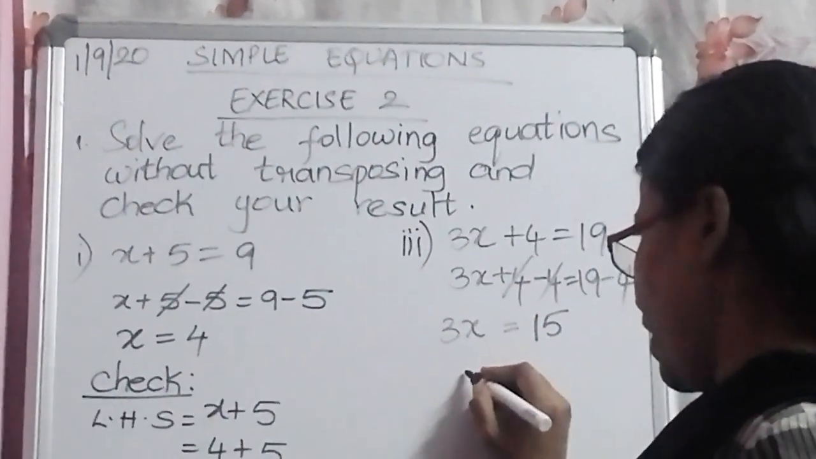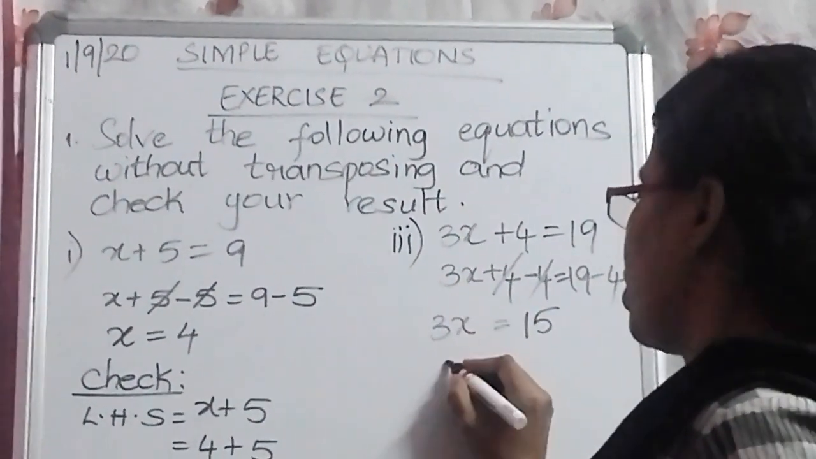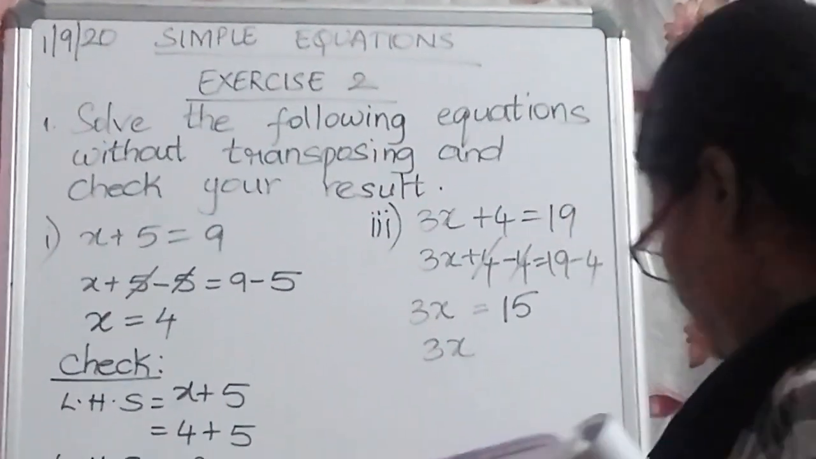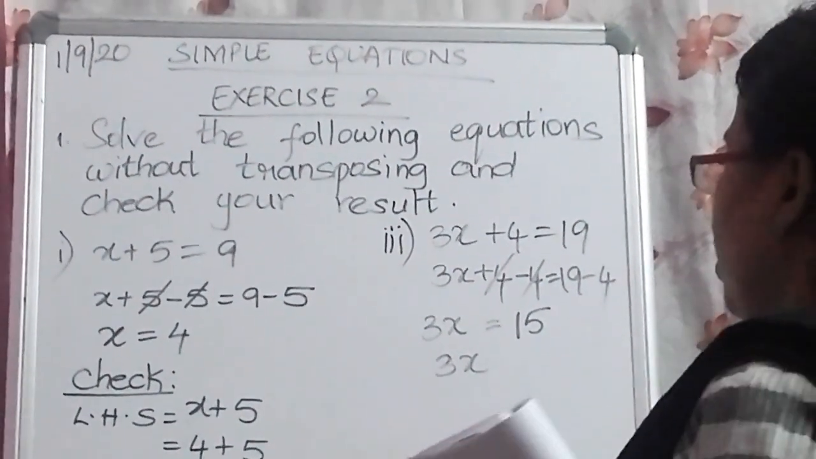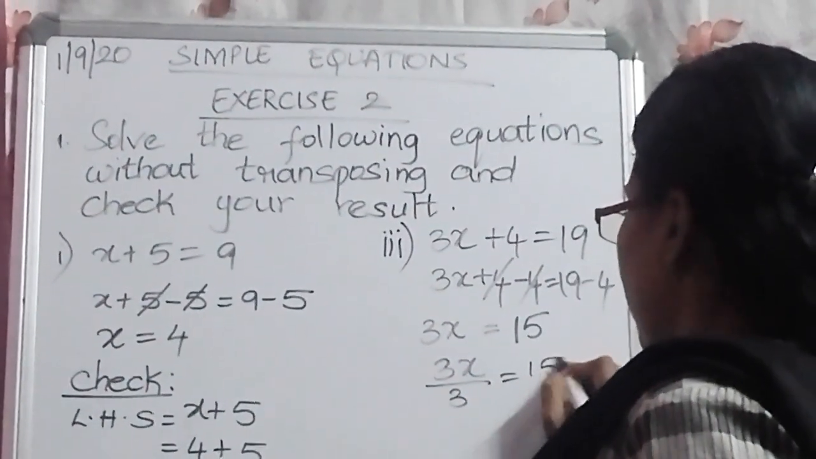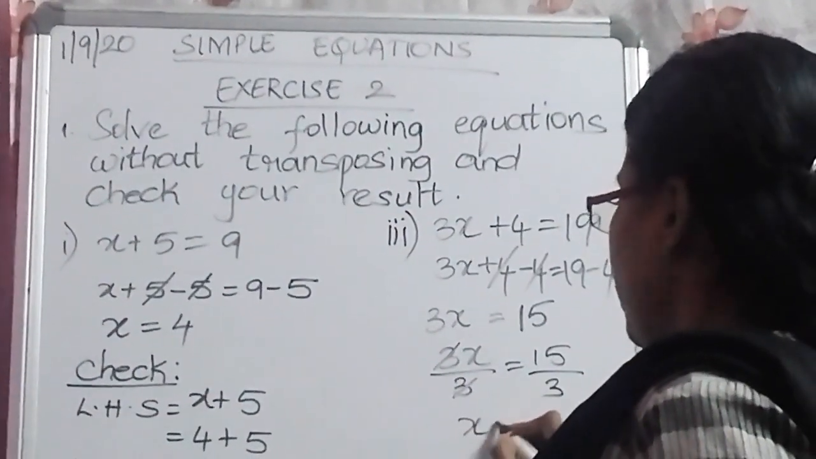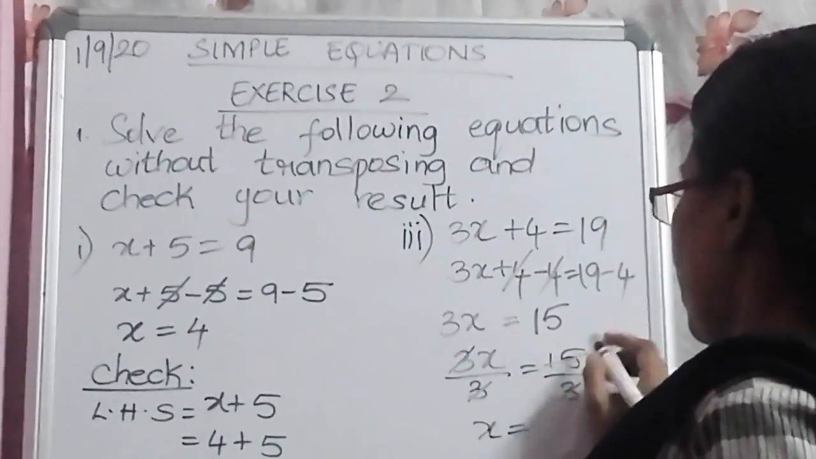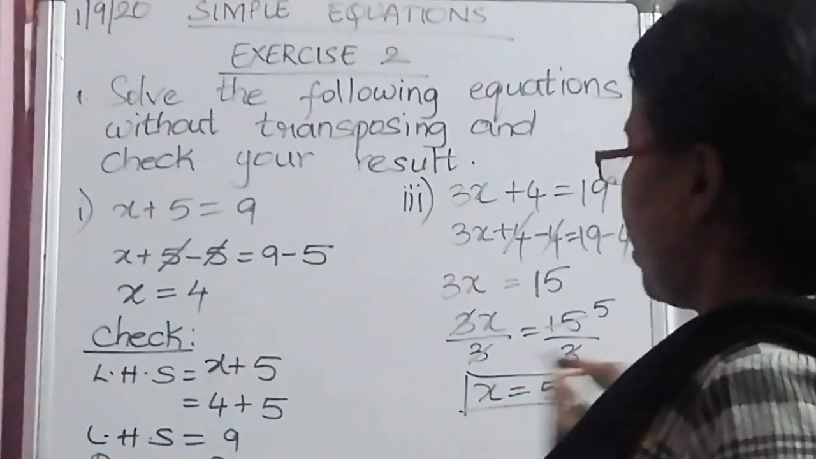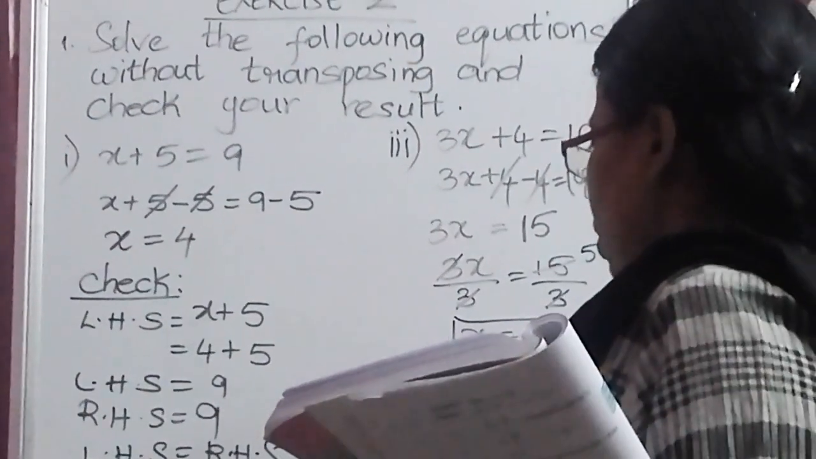Now we should find out what is the value of x. To do that we should see that there is a coefficient in front of x. So divide both the sides by 3. So this 3 and 3 get cancelled. x is equal to 3 ones are 3, 3 5s are 15. So what x value did you get? The x value you got is 5. Now we should check.